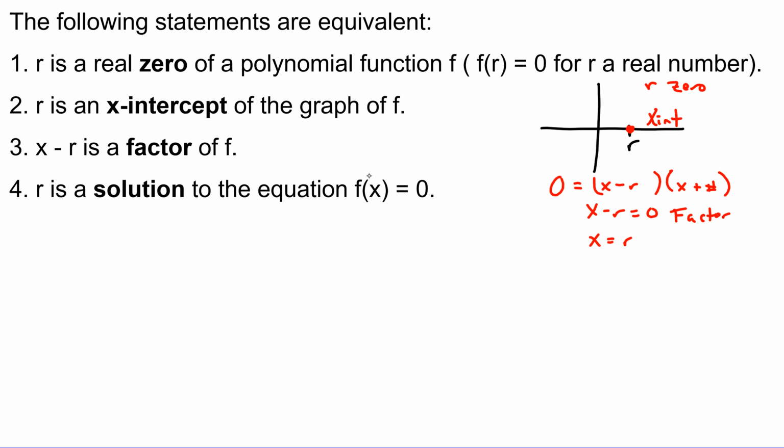Although they mean the same thing, we're addressing them in different contexts, right? So I'm calling it a 0 and a solution in the same way that it yields an output of 0. It would be a factor if I factored my polynomial function, and if I looked at the graph, it would be an x-intercept on my graph.